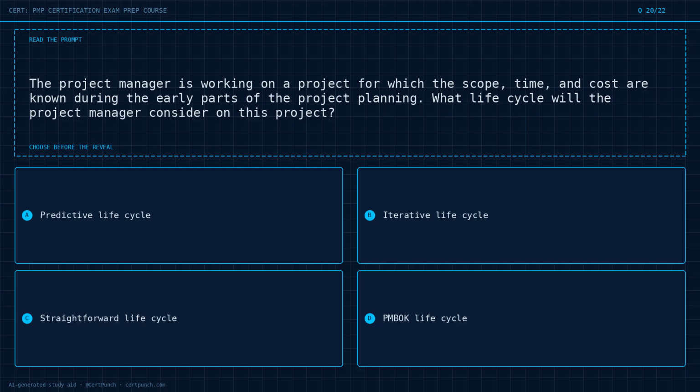Option A, predictive life cycle. Option B, iterative life cycle. Option C, straightforward life cycle. Option D, PMBOK life cycle. Make the call before the reveal. Hold the line on it.